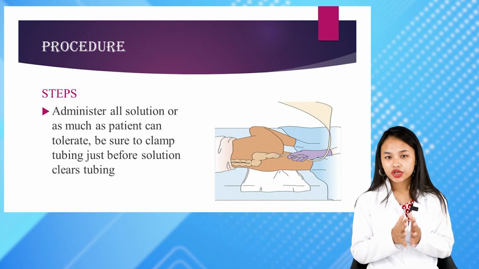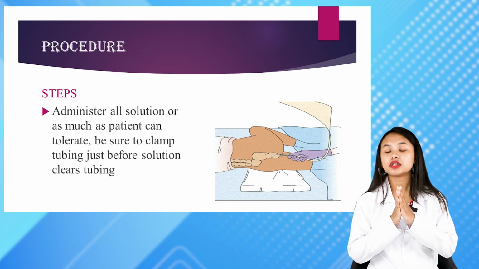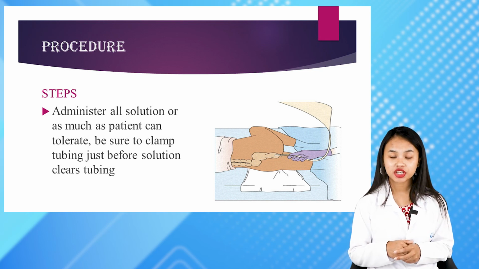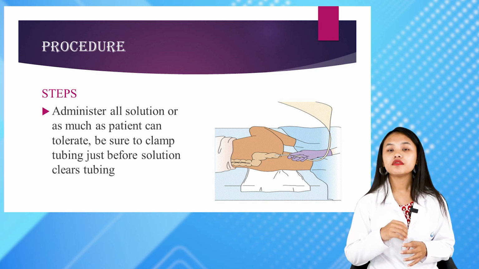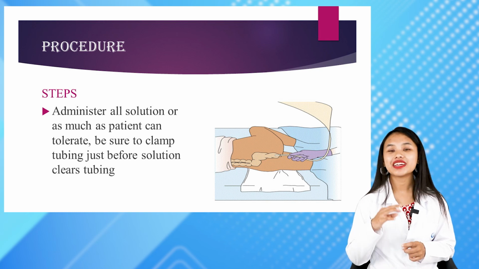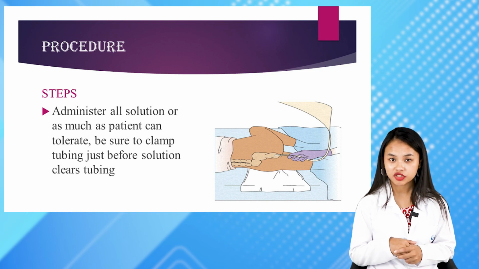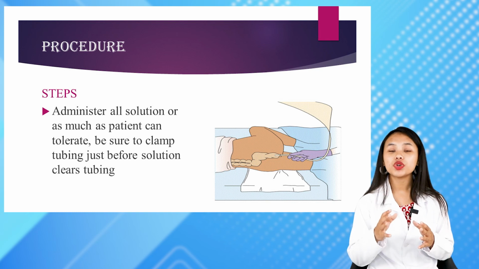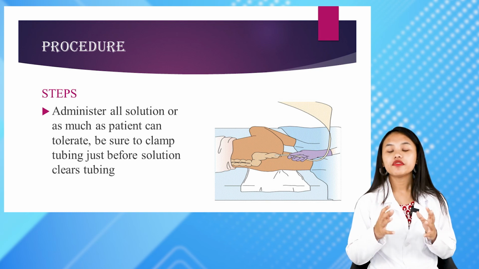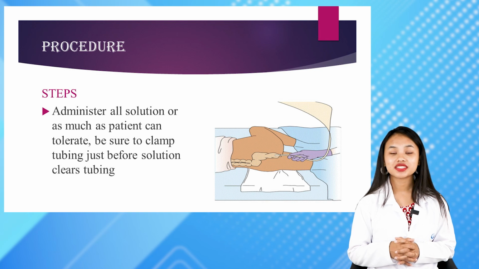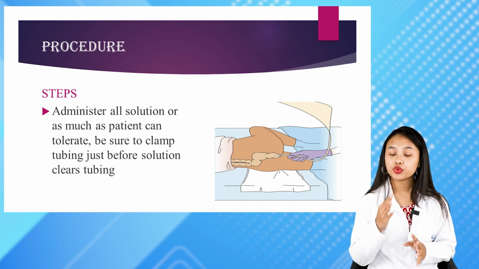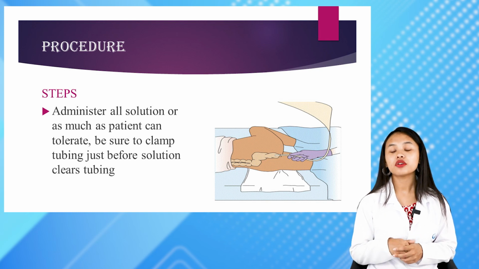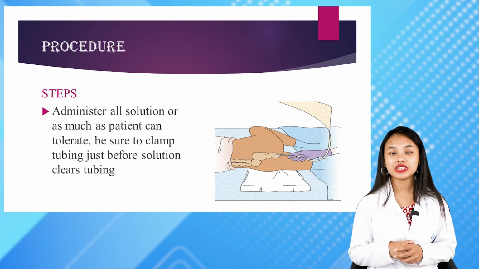So while administering, we must administer the entire solution or as much as the patient can tolerate. Even if administration of the entire solution is possible, we as nurses must make sure that we clamp the tube before the solution clears the tubing, because if we do not do so, it would lead to the passage of air, which can again lead to distension.